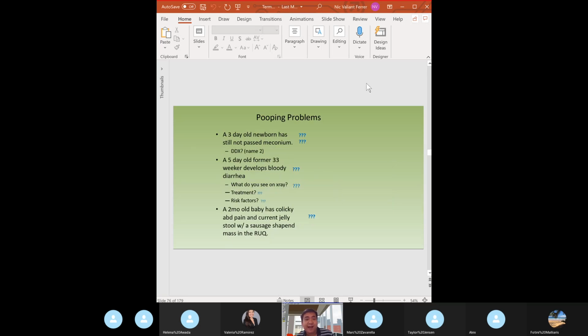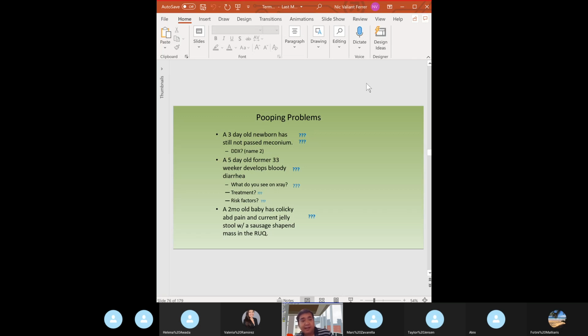A 3-day-old newborn still has not passed meconium. What's our differential diagnosis? No meconium for this newborn. Hirschsprung disease, right? How do we diagnose that? Direct rectal exam and then explosion of poo. Why? There are no ganglia. Or another one is meconium ileus. When I say meconium ileus, you say cystic fibrosis. Okay? How do we diagnose?